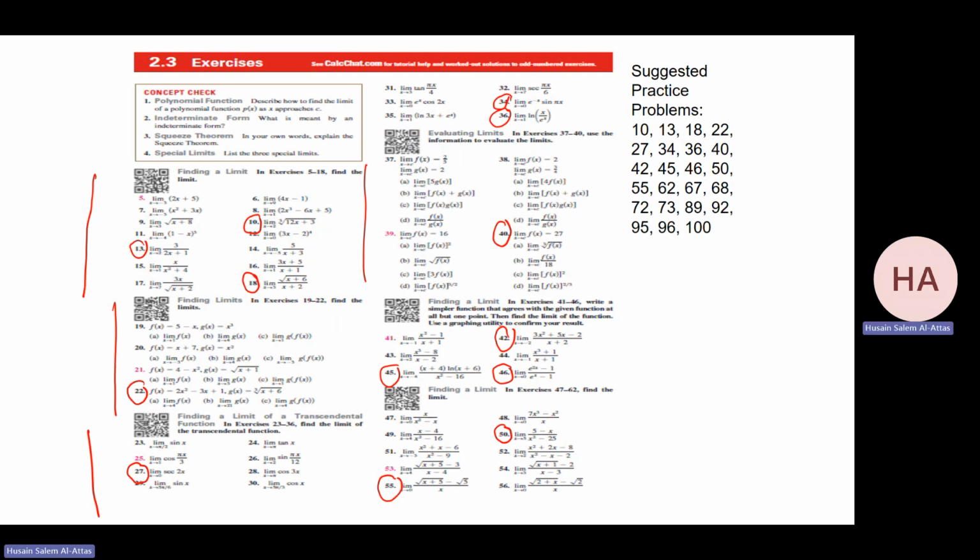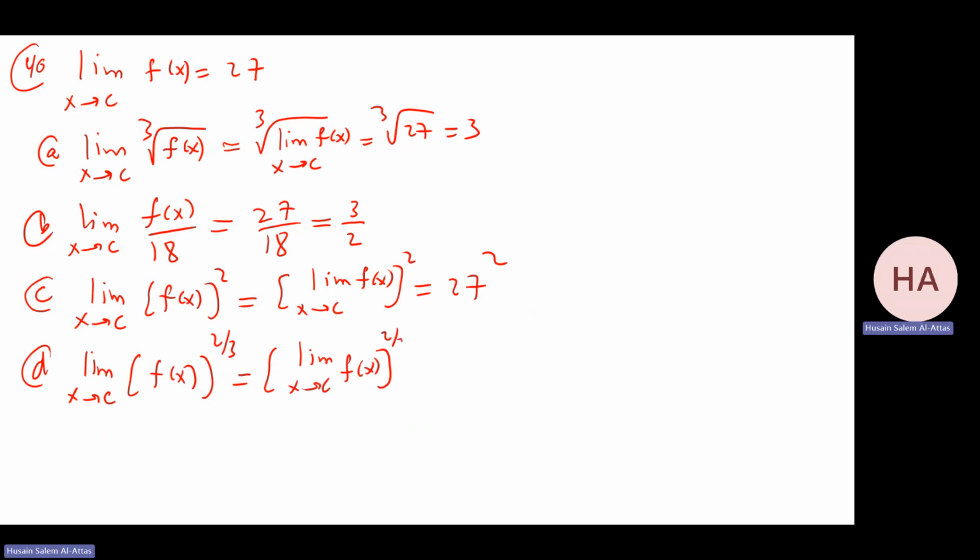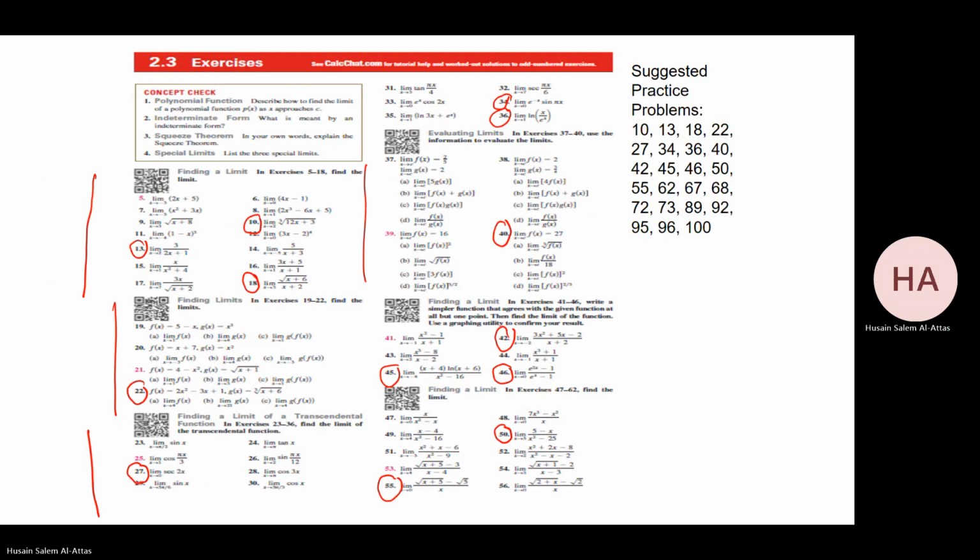Limit as x goes to c of f of x to the power 2 over 3. Same thing, since everything is defined, I can take the limit inside. This is 27 to the power 2 over 3. I know the cube root of 27 is 3, so it will be 3 squared, which is 9. So this is 40.